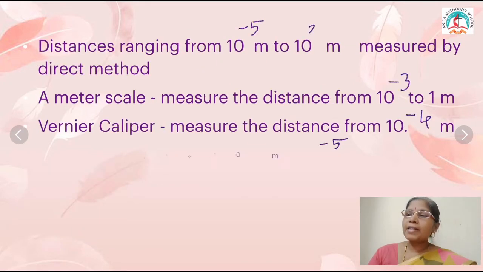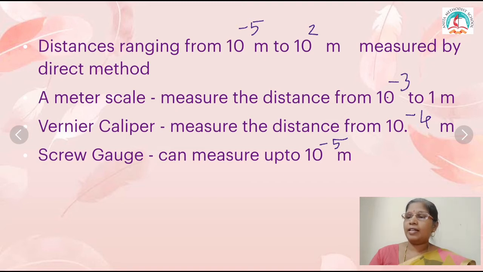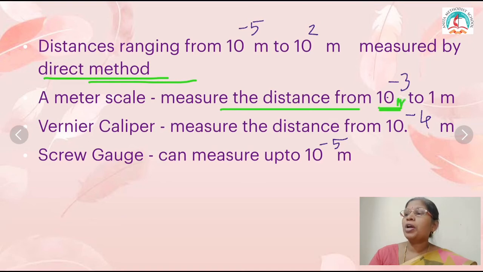So when you are measuring the value of distances, they range from 10 power minus 5 meter to 10 power 2 meter, which means you can easily measure with the help of the direct method. Okay, you are using the meter scale. How will you measure with the help of the meter scale? 10 power minus 3 meter to 1 meter.